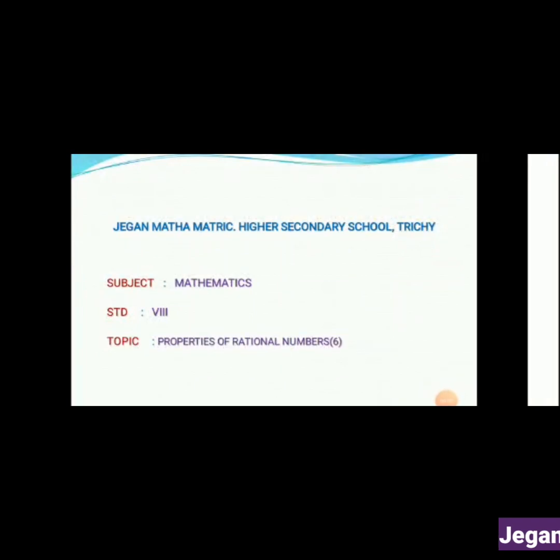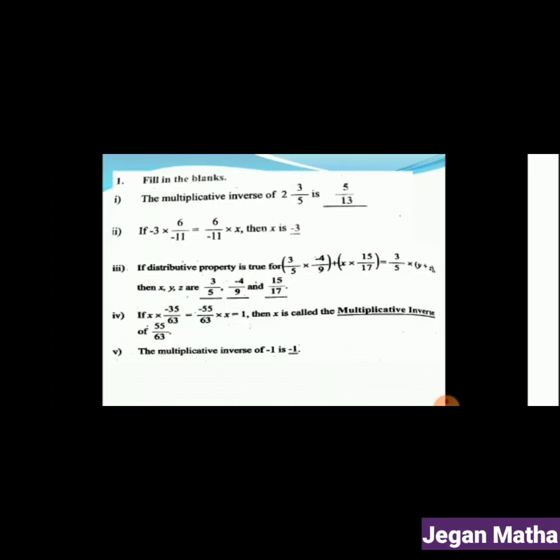Now we are going to discuss the 8th standard maths Term 1, Lesson 1, properties of rational numbers. Now we are going to discuss Exercise 1.2, fill in the blanks.